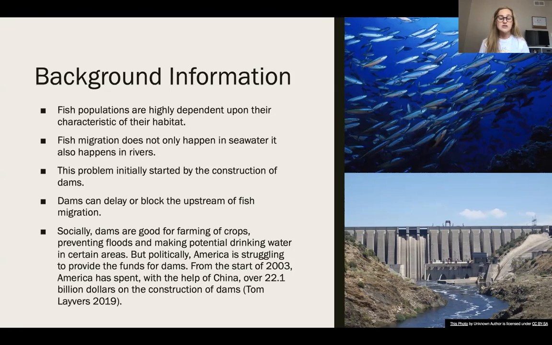That is just crazy, how much money has gone into dams and how much it has affected fish migration and fish population because of the migration. So that's a little background information on fish and the dams.